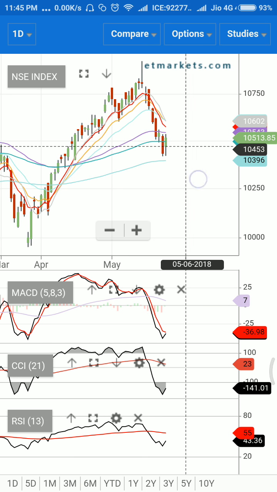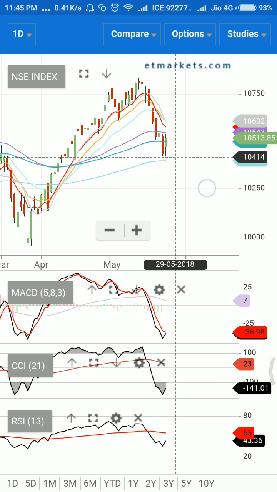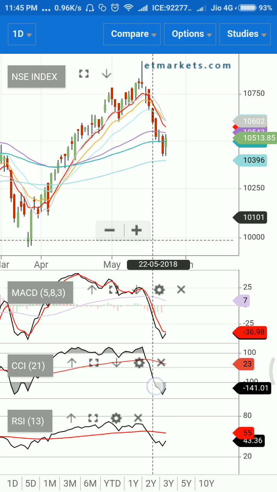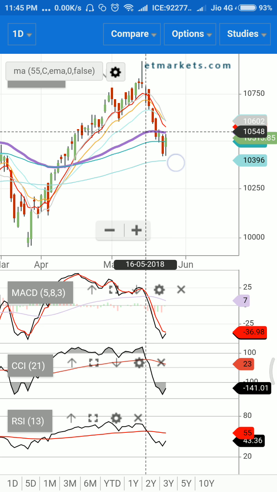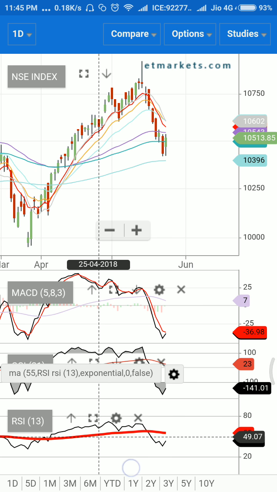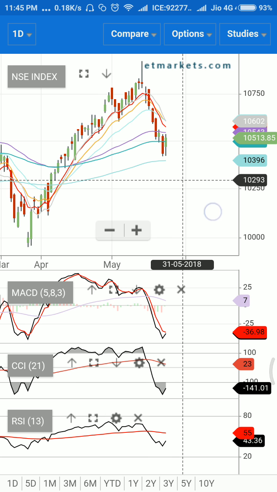So what I feel is this particular level should act as a support for the market, and a stable to bullish move is what you can expect. However, if you want to go long, wait for the market to trade on the high side above its 55 days exponential moving average. If that happens, the RSI will be in a plus 50 zone. That will be a good chance that from this particular level the market will not go much down, and we can see a stable to bullish kind of move as per my system.